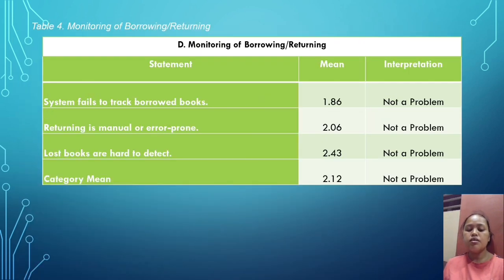And last, the monitoring of borrowing or returning. Category mean 2.12. It is not a problem. Tracking and returning books is perceived to be relatively smooth. Some concerns were raised over lost book detection, indicating a possible need for improvement in overdue or lost item alerts.